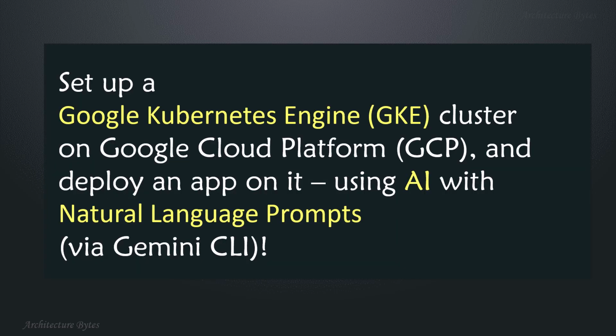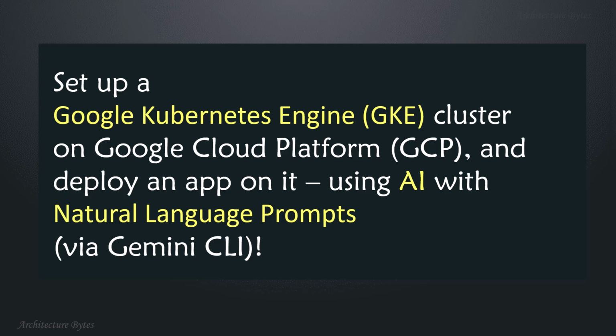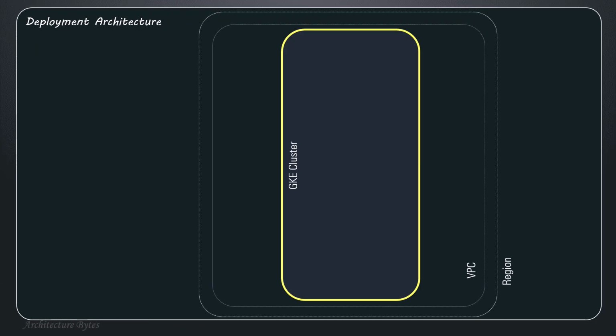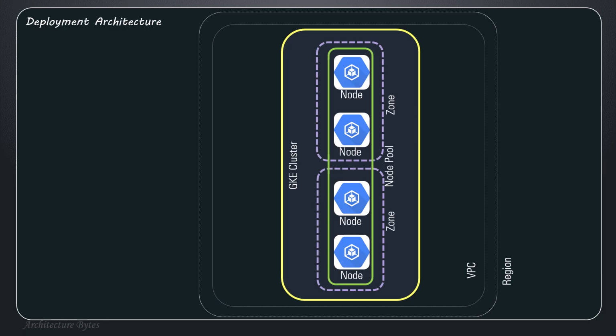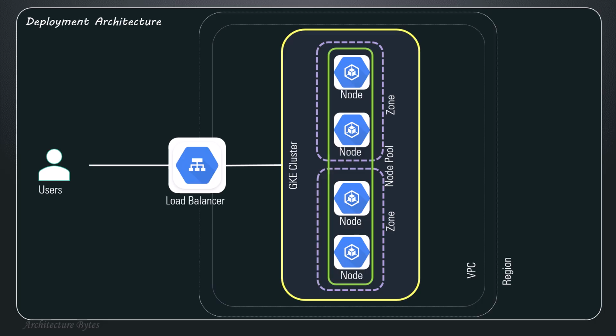Our goal is to set up a Google Kubernetes Engine cluster on Google Cloud Platform and deploy an app on it using AI with natural language prompts. This is what our deployment architecture looks like. We have a private GKE cluster with a node pool that spans across two availability zones, and it has four nodes with two nodes in each zone.